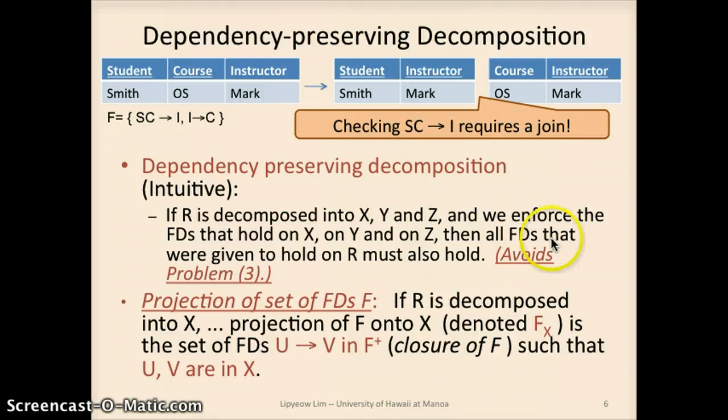Again, this is an example where, in order to check the FD SC determines I, I do need to join the two relations together. I cannot check SC determines I by looking at the individual decomposed relations.